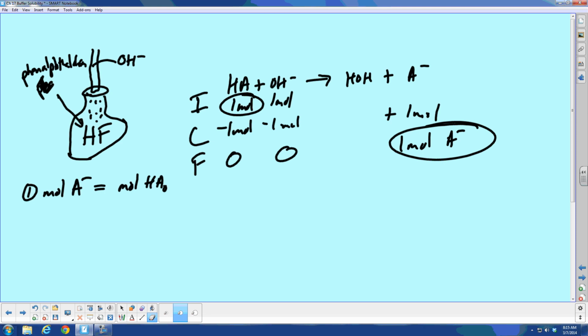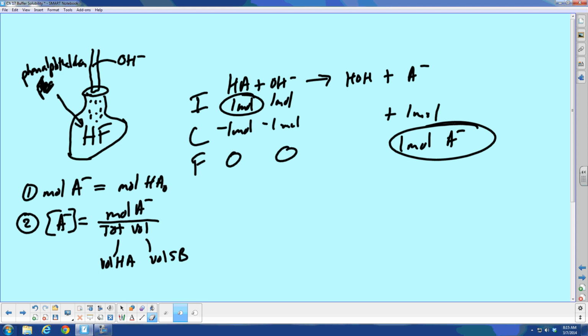Oh, okay, that's a piece of cake. Number 2 now, here's where we have to be careful. We need to get the concentration of that. Well, that means I'm going to take the moles of my weak base, and I have to divide it by my total volume. Now, what is the total volume? Well, the total volume is going to be the volume of my weak acid plus the volume of my strong base added at the equivalence point.